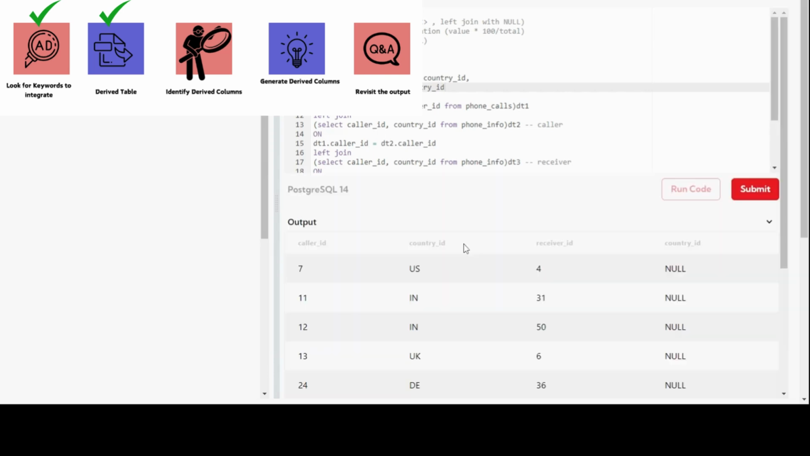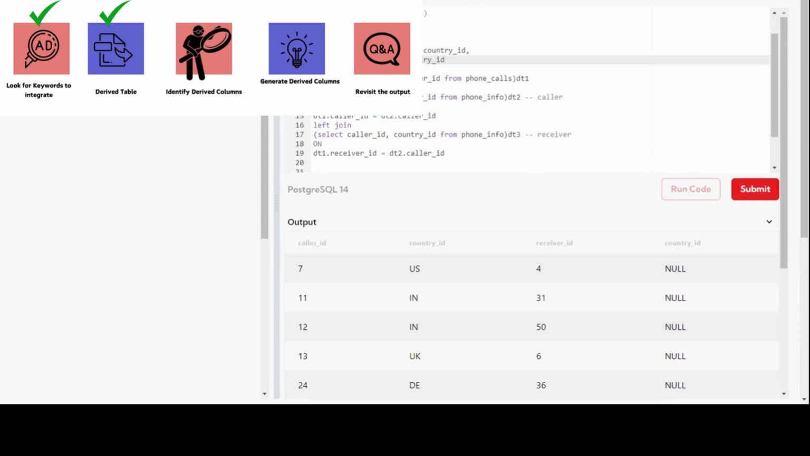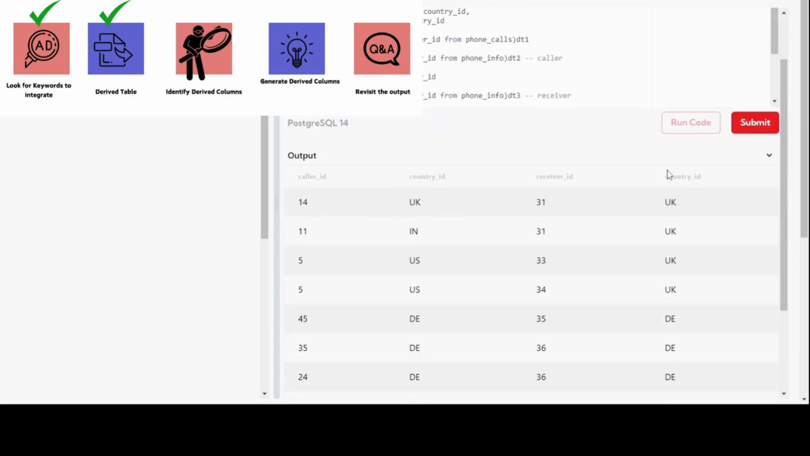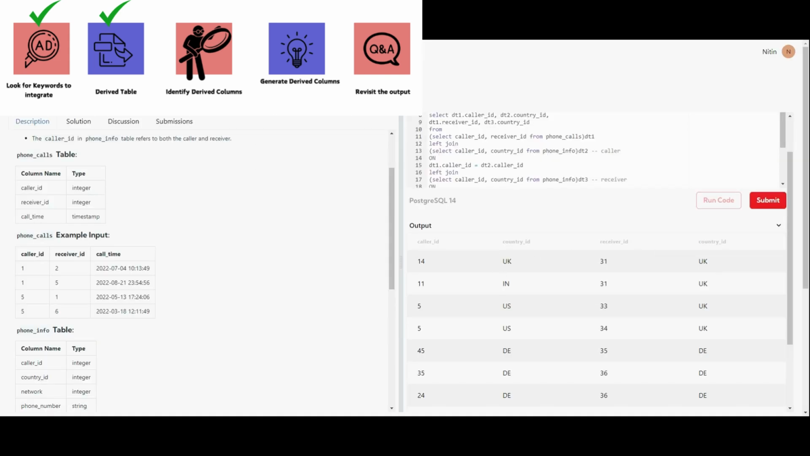So caller is calling from US and receiver is coming as null. So it means our receiver, okay, I'll just change it to dt3. Yes, my bad. So now I'll run the code again. So you see here, the caller is from UK as well as the receiver is from UK, and we don't want it because UK to UK is not an international call. But the next row you see from India, but the receiver was from UK. So this is an international call and we need such records, right?